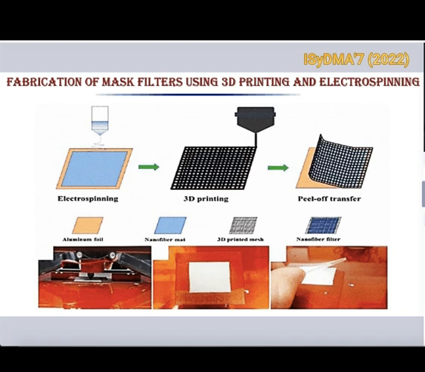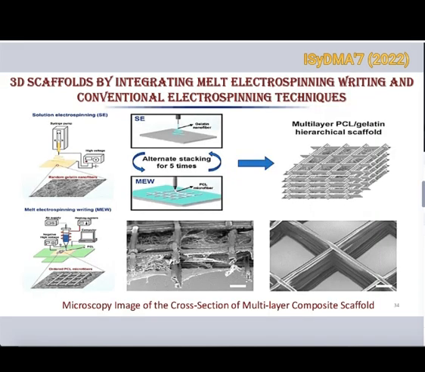Okay, these are some additional applications in the era of COVID-19, where we can make different types of masks as personal protective equipment. Here is another application where we are making 3D scaffolds by integration of melt electrospinning writing and conventional electrospinning techniques to make, again, different 3D networks with high porosity and high surface area, 3D controllable structures using, again, the techniques which I have stated in the previous slides.